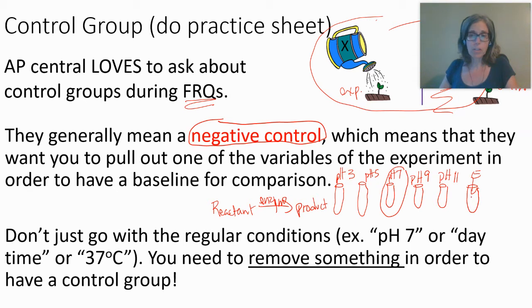Another good example of a control in this experiment would be putting in the reactant but no enzyme.